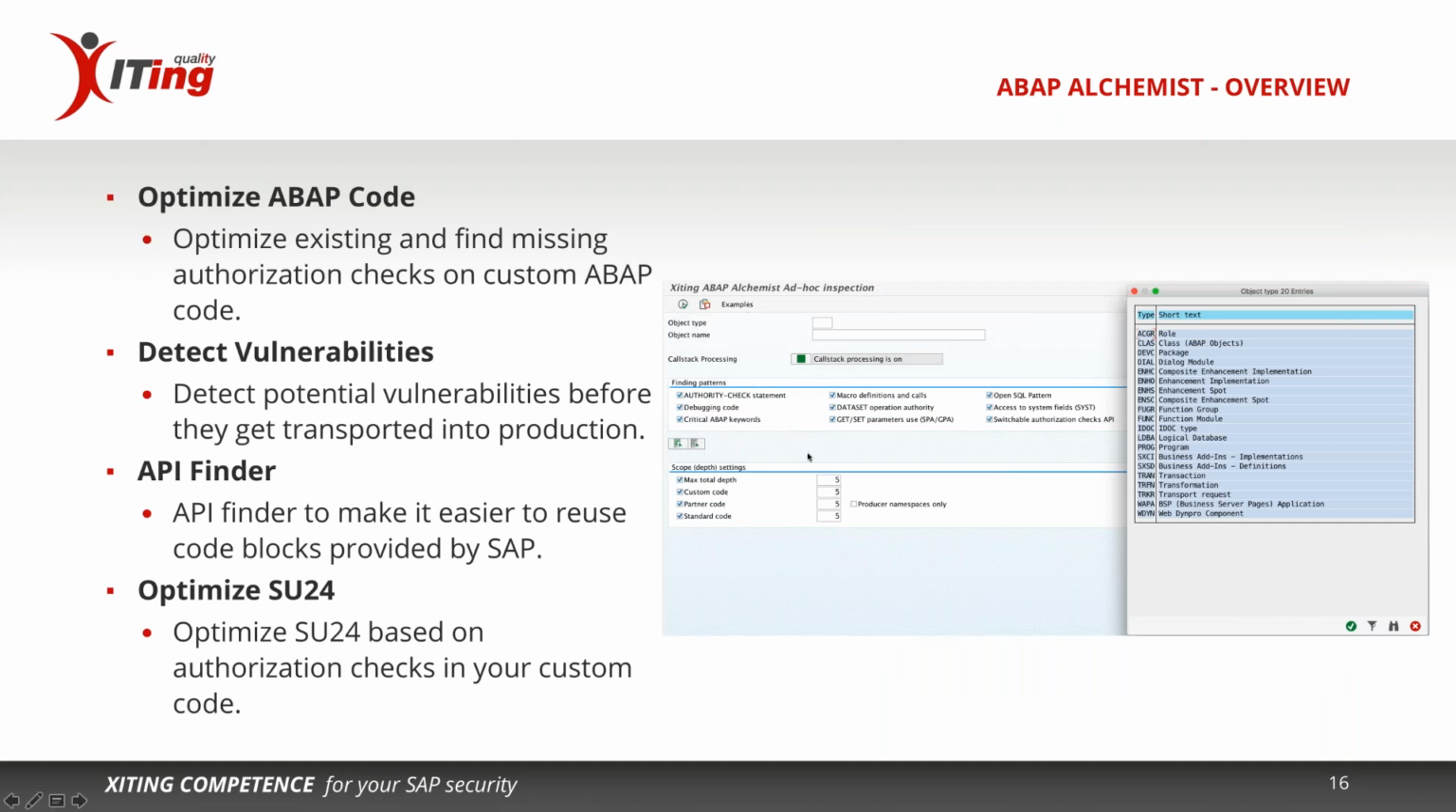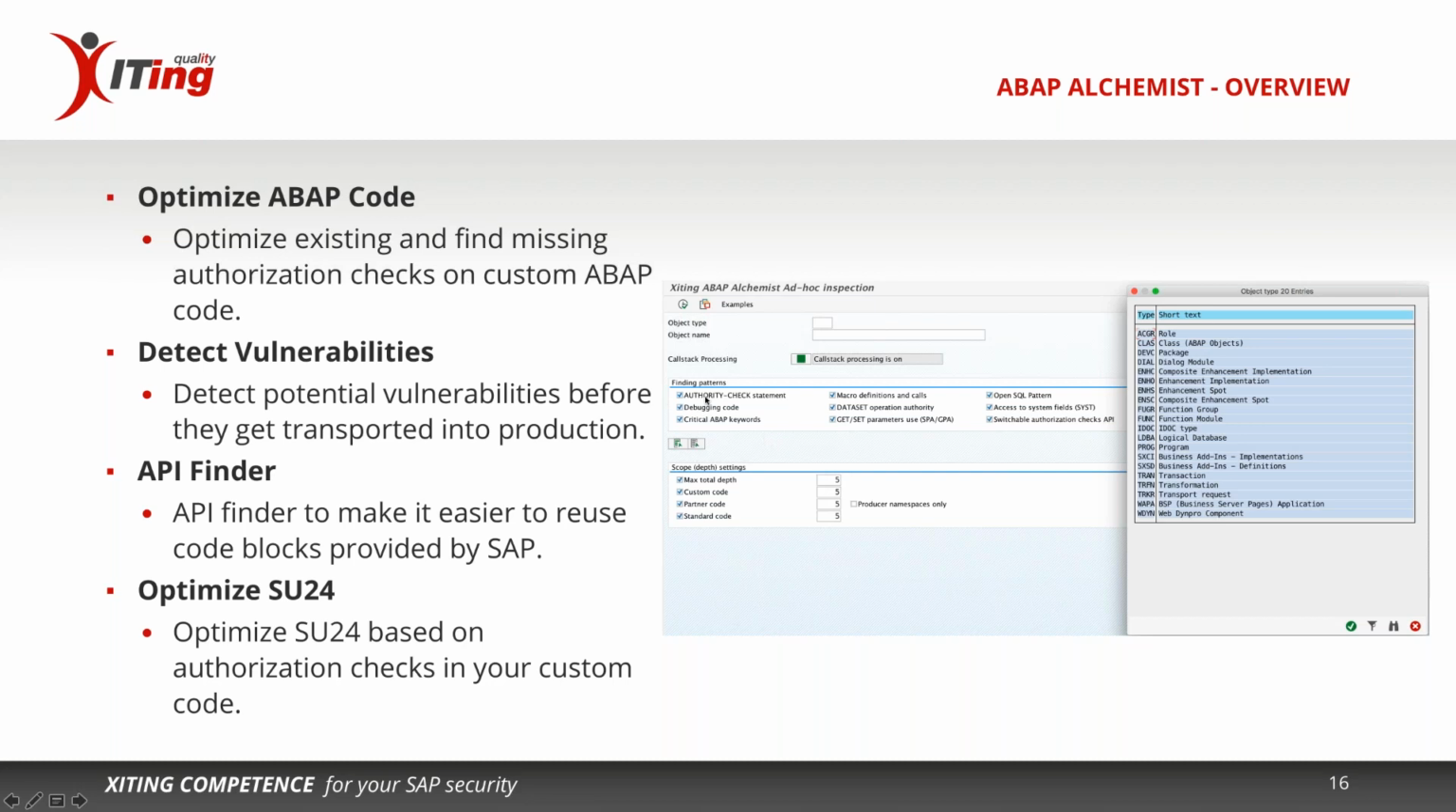So here in the screenshot, what you see is a so-called ad hoc inspection or ad hoc scan, where you can select the object type you want to scan. And from a security perspective, that's maybe a role, maybe a transaction, maybe a program. So you select the type you want to scan, you select the object name, and then you select the finding patterns. And you can, again, scan for a number of different things. Most are relevant for developers, but some, like the authority check, are certainly relevant from a security perspective.